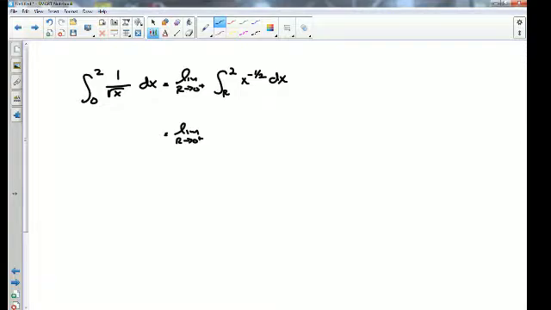That would be x to the 1/2, right? Is that correct? And you're going to see we divided by 1/2, you get 2. How did you get 2? Divided by 1/2? Yeah.